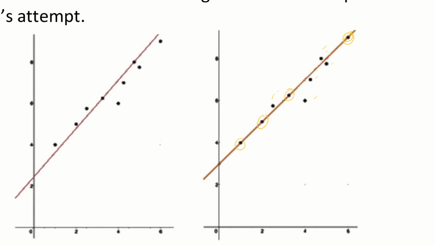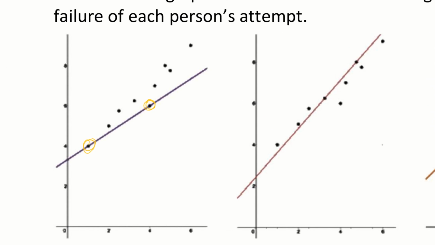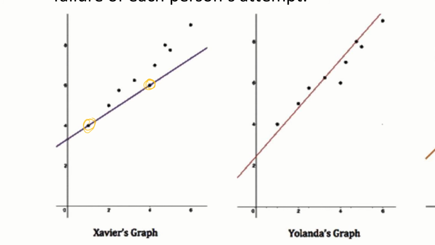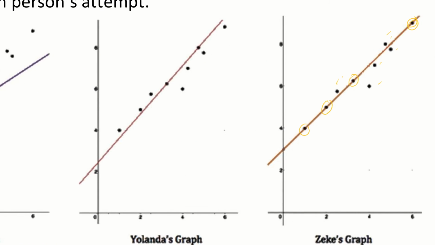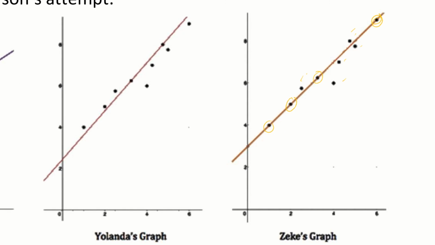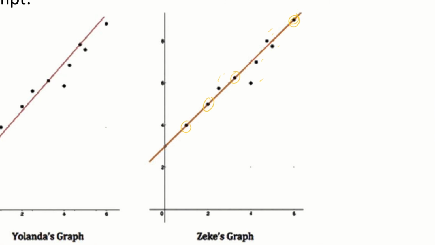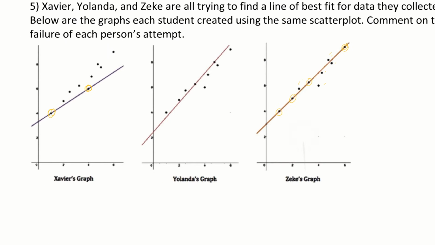But I would say Xavier's, this is a failure, right? This is not a good line of fit. Yolanda's is a moderately good line of fit, and I think Zeke probably nailed it. Perhaps Zeke even plugged these values into a calculator. This was the least square regression line. So let's move on now to question number 6.